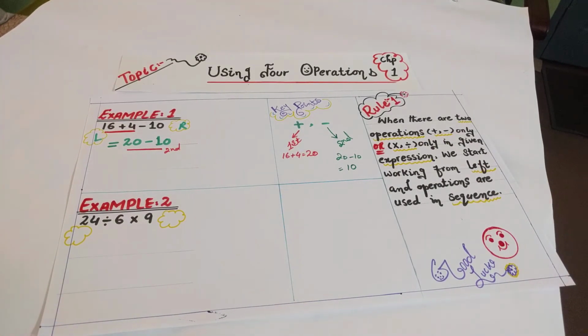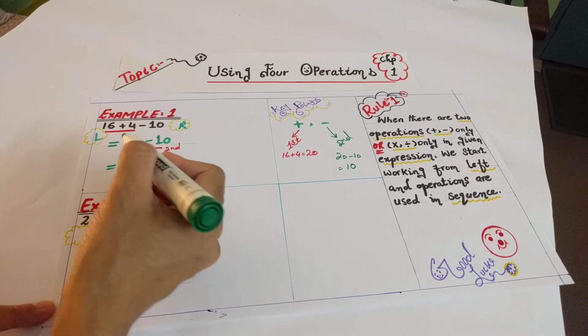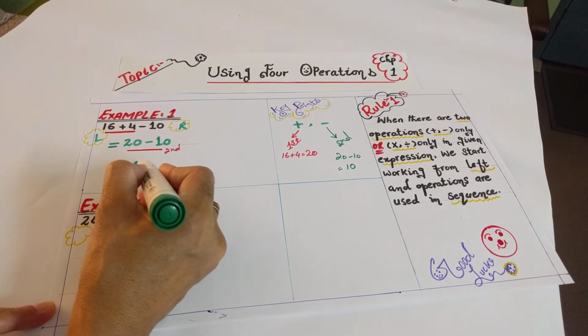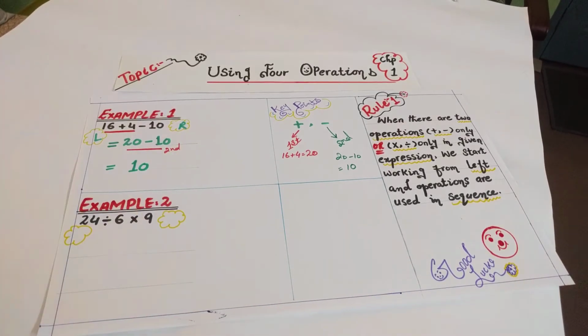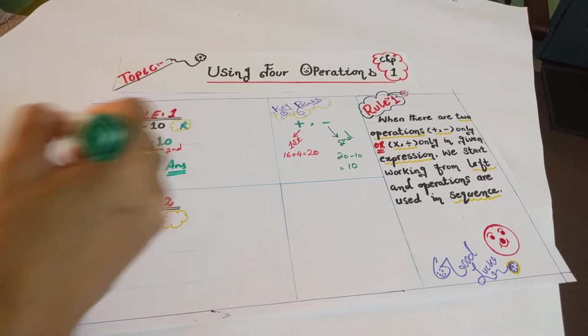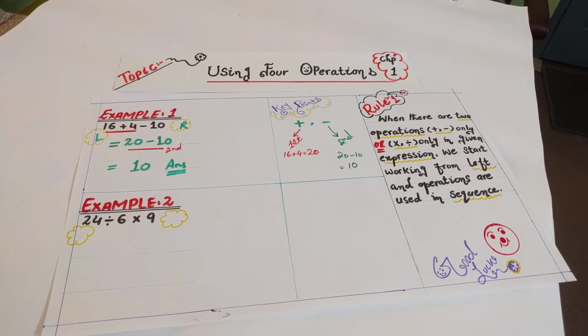20 minus 10 is equal to 10. So for our answer, firstly we will put the equal sign. 20 minus 10 is equal to 10. Clear? So this 10 is our answer. Clear?